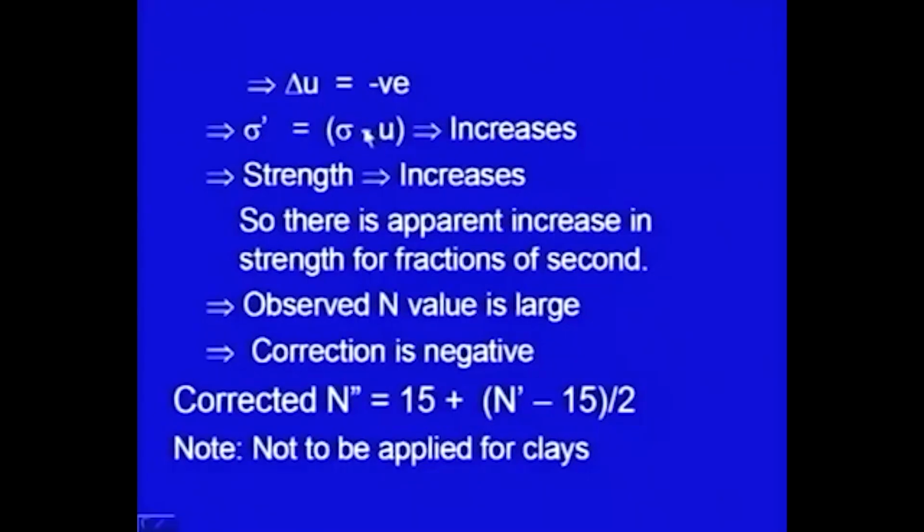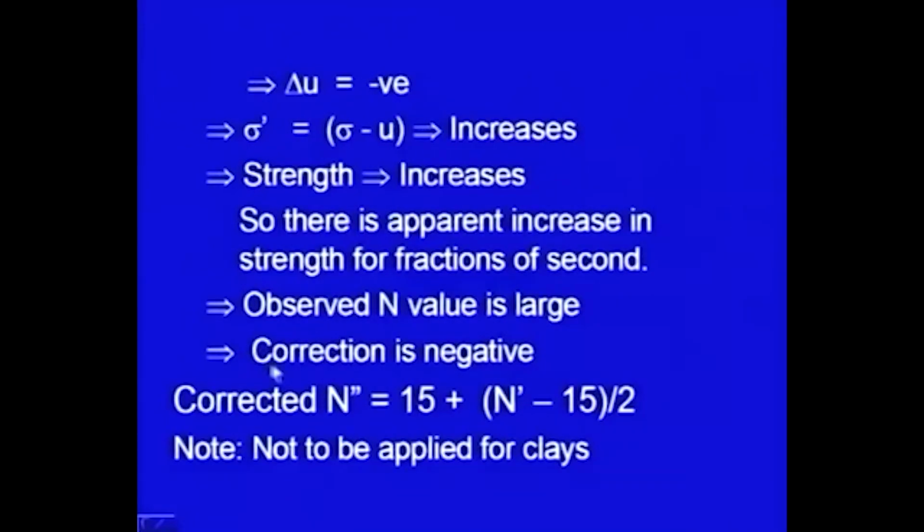So, negative negative, it will become positive. So, effective stress will increase, and strength will also increase, because the strength depends on the effective stress. So, there is an apparent increase in the strength for only a few fractions of seconds. It is not the actual strength, but some apparent, false value, and because the effective stress is higher, the observed N value will be large, because the strength is large.